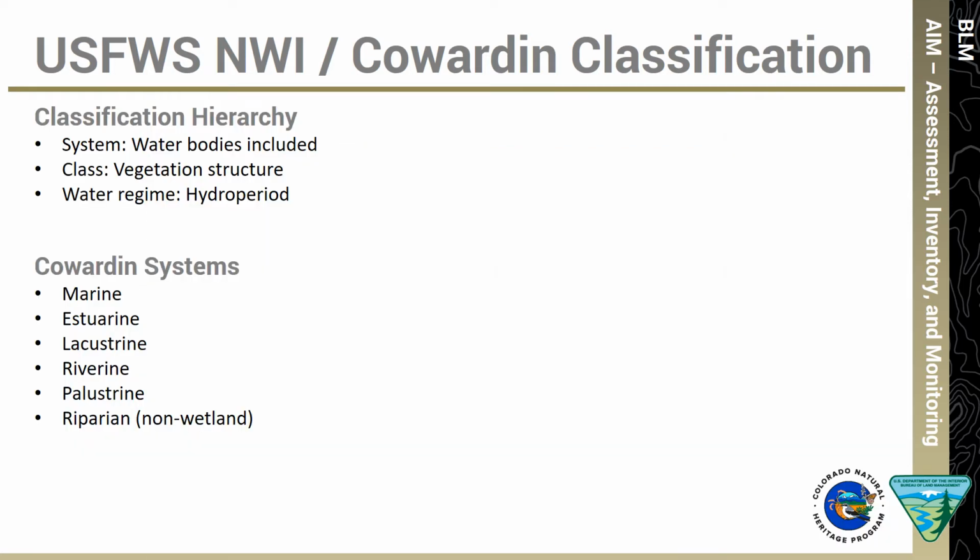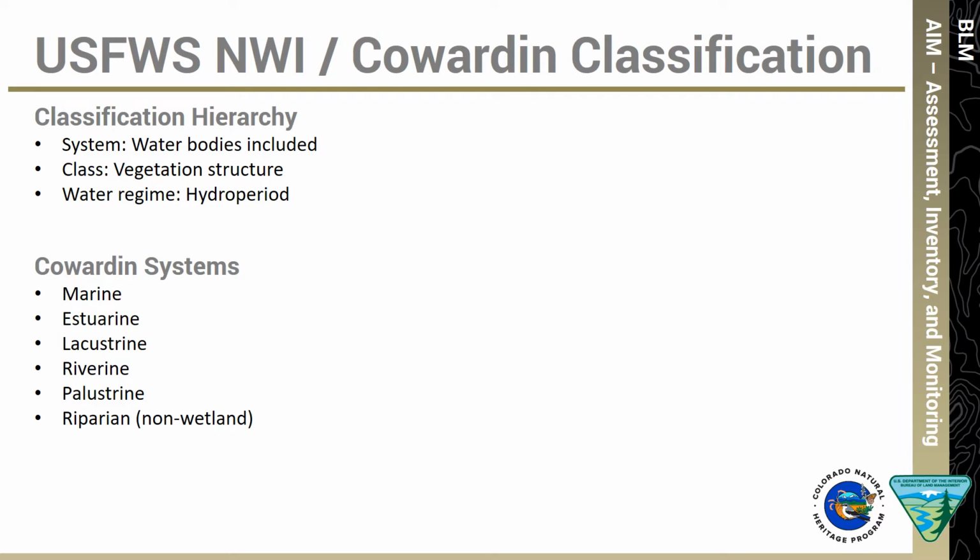The Cowardin classification is hierarchical and consists of 3 levels: system, class, and water regime. The system level separates 5 different types of deep water habitats from vegetated systems. Remember that water bodies are included in NWI mapping. The class level below system identifies vegetation structure or substrate for non-vegetated systems. Finally, water regime describes the hydroperiod, or timing and duration of flooding or saturation.